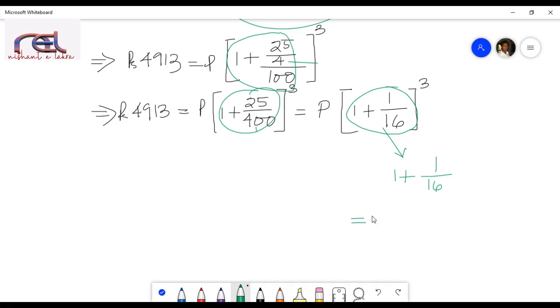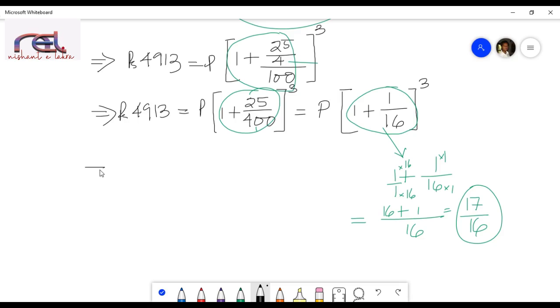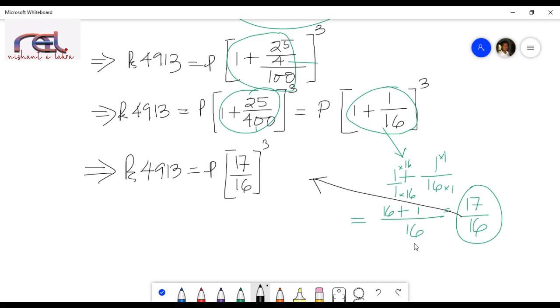Now let me help you understand how we can solve 1 plus 1 by 16. 1 plus 1 by 16 is equal to, using the LCM method, it is 16. 1 into 16 is 16, so we multiply 16 with the numerator 1, we get 16, plus 16 into 1 is 16. Same one, we multiply with the numerator, so we get plus 1. 16 plus 1 is 17. 17 by 16, this is what we get. So we'll just replace the value of 1 plus 1 by 16 with 17 by 16. Right, that 17 by 16 is replaced now.